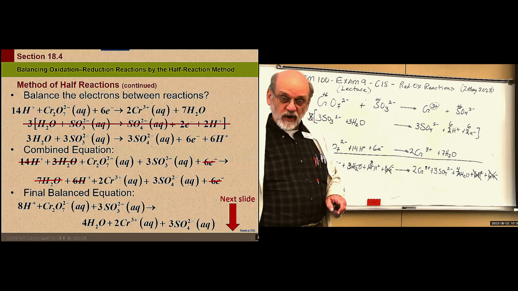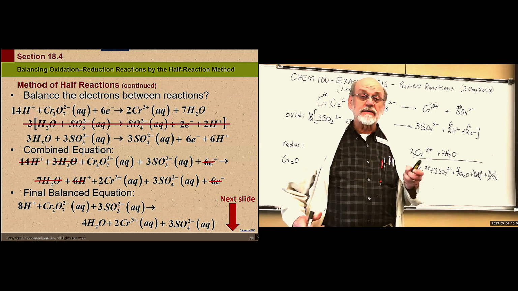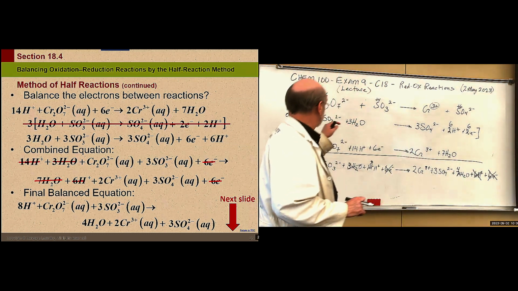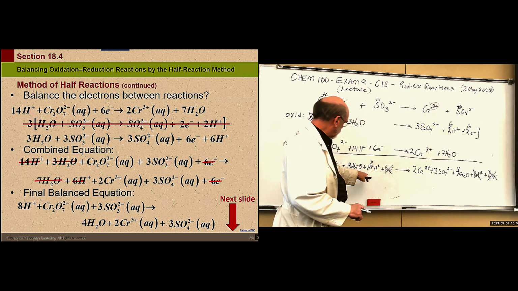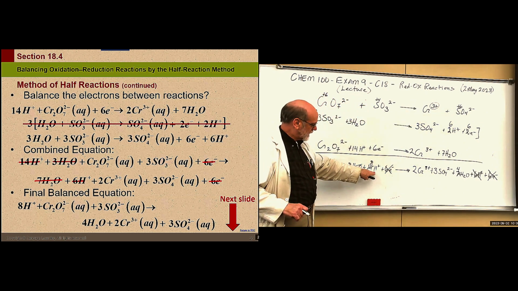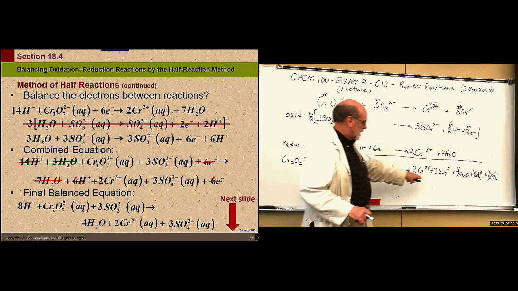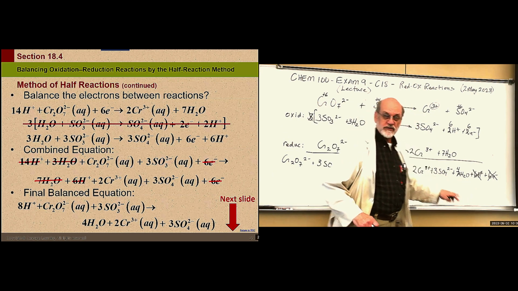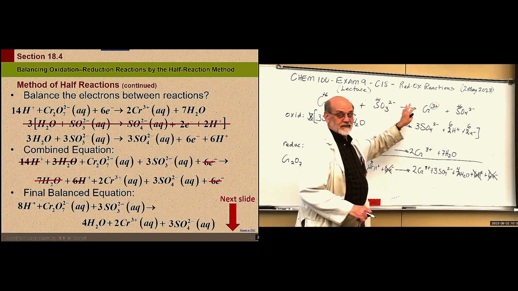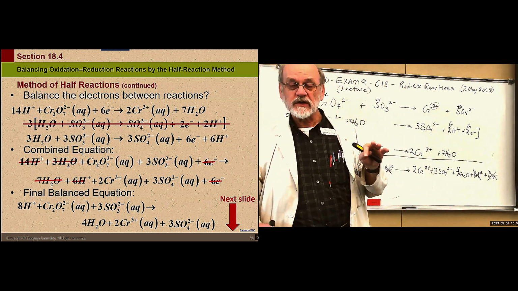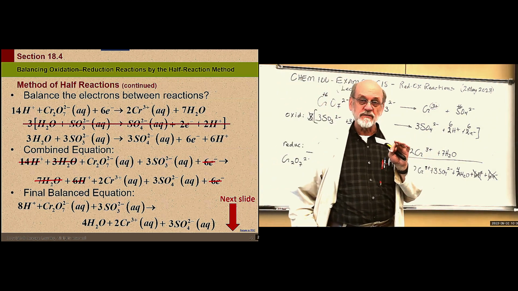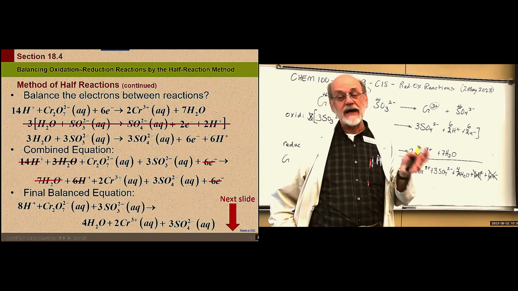And there's our final balanced equation. And notice that what we did was we went from here to this one, which now includes the hydrogen term and the water term that was not in the original. We could not balance the original equation using our previous method because we didn't know where the waters and the hydrogens go.